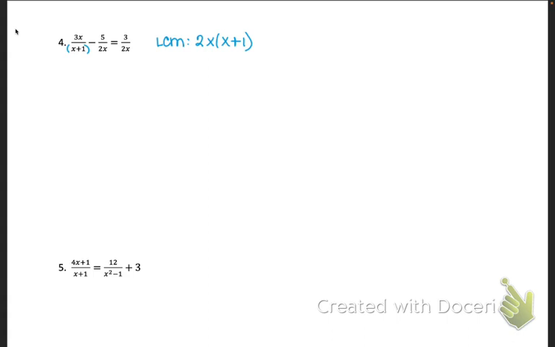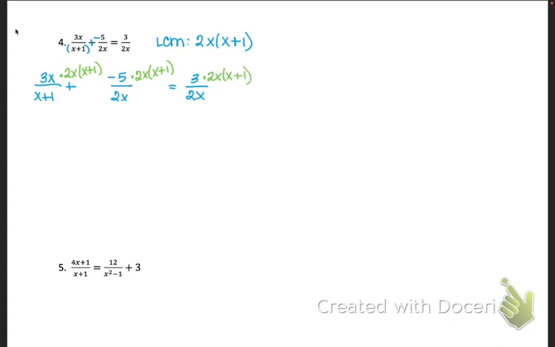So that's our LCM. So what we're going to do, and I'm going to rewrite this with a plus and negative. I'm going to give myself a little space. So I have 3x over x plus 1 plus -5 over 2x equals 3 over 2x. We've done this before where we just need a little bit of room. I'm going to multiply every single fraction on both sides by 2x, x plus 1, because that's the LCM.